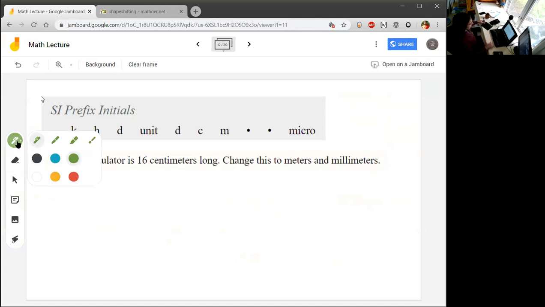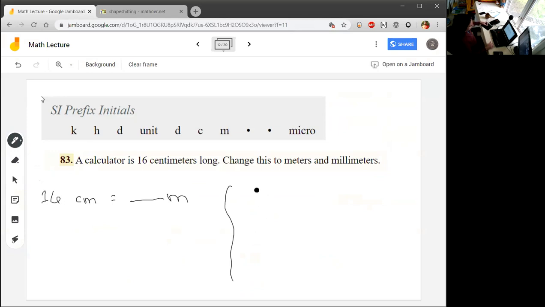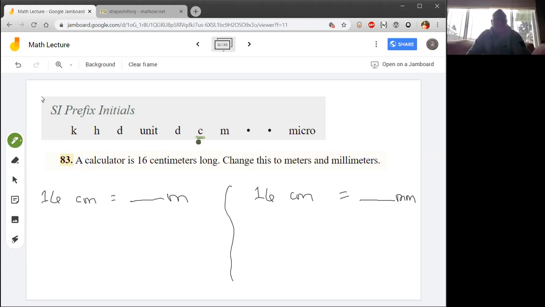Okay, we want to say first 16 centimeters is how many meters? And we also want to say 16 centimeters is how many millimeters. If I write it this way, I don't confuse myself. So for the first one, where are we starting on our list? At the C. The C, the centa.